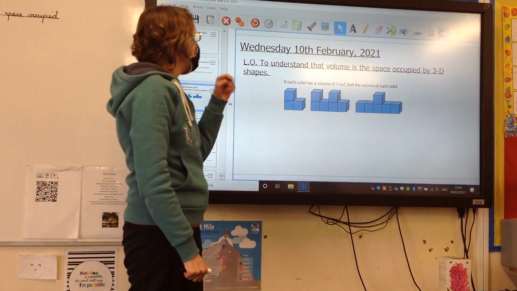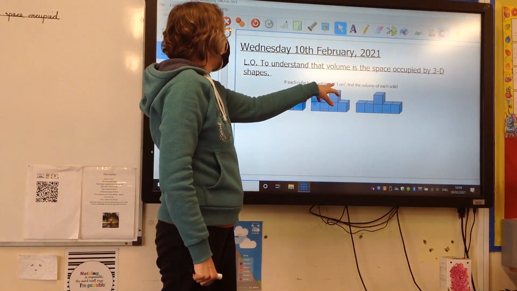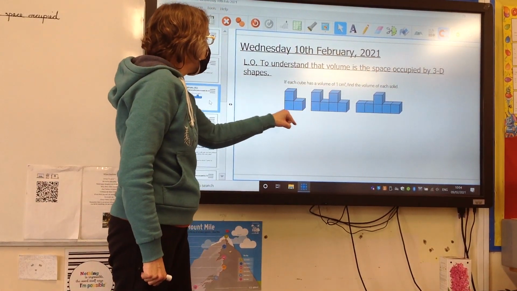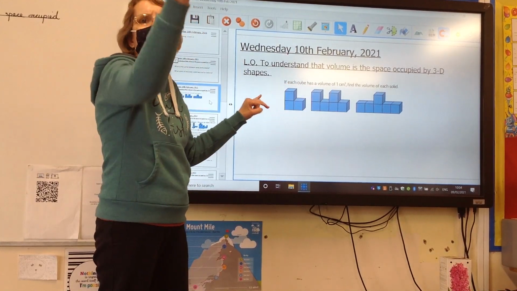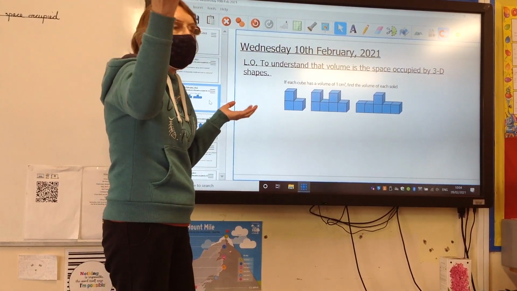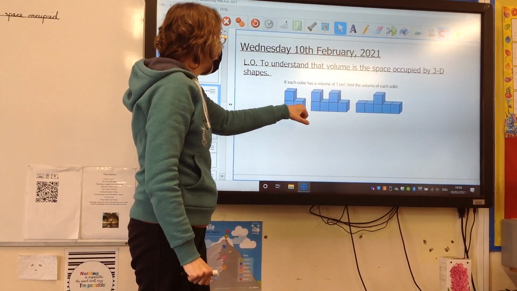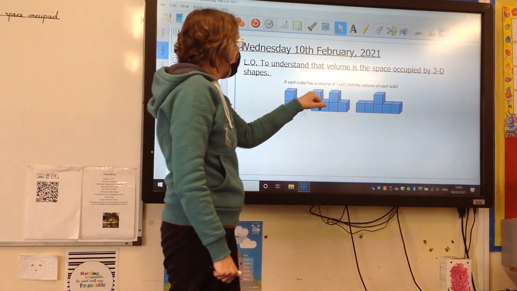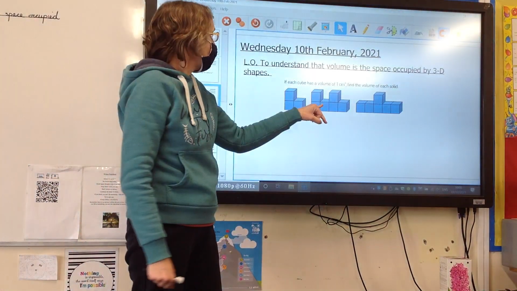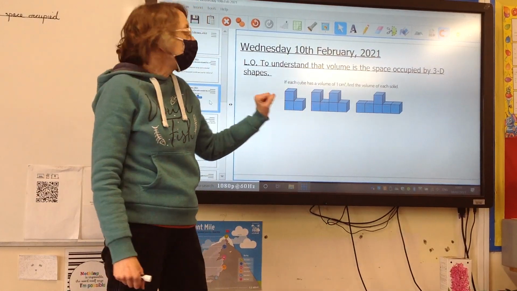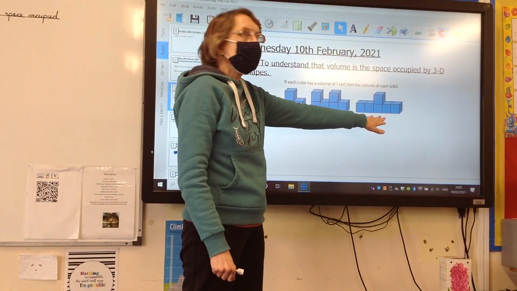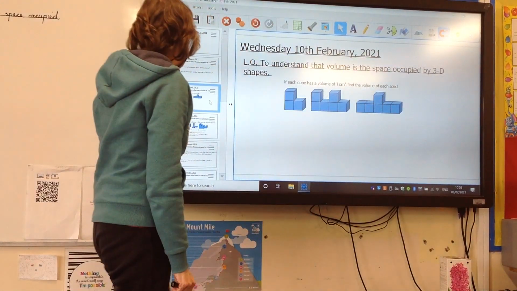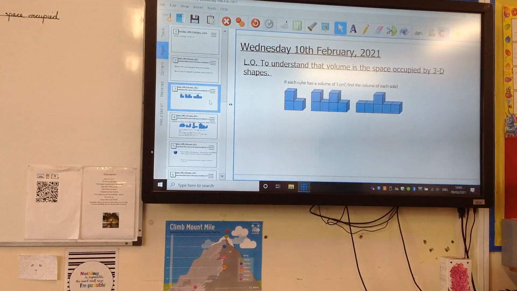So for this question, if each cube had a volume of 1 centimetre cubed, find the volume of each solid. So what's the volume of that shape altogether? 3 centimetres cubed. Good, because we've got 1, 2, 3, so 3 cubes, they're centimetre cubes, 3 centimetres cubed. Good. What's the volume of that one? 6 centimetres cubed. And what's the volume of that one? 6 centimetres cubed. Okay, good. So, have a look at the next ones.